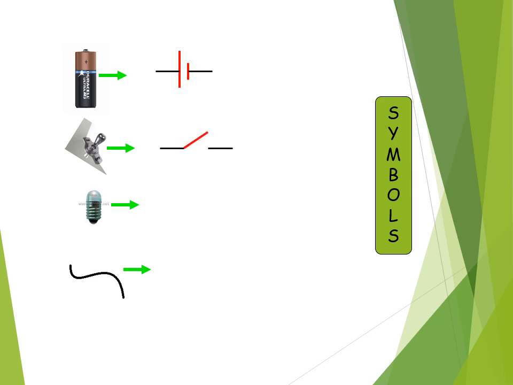The switch, you will find the red line, that would be your switch, and in this case, the switch is turned off, and when I need to turn the switch on, it would look like something like that, where the circuit is complete. The bulb is represented with a circle and a cross in the middle, and obviously a straight line would be the wires.